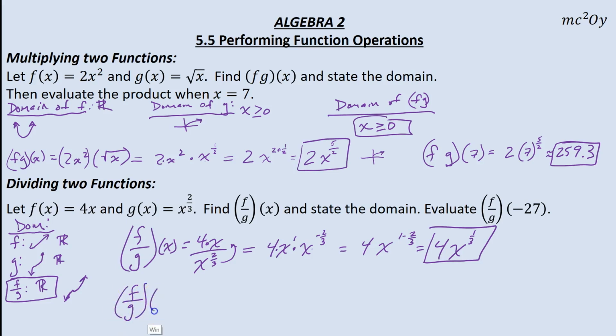F divided by g, we're evaluating for negative 27. That's going to take 4 times negative 27 to the 1/3 power. That's the cube root of negative 27. The cube root of negative 27 is negative 3, and 4 times negative 3 is negative 12.